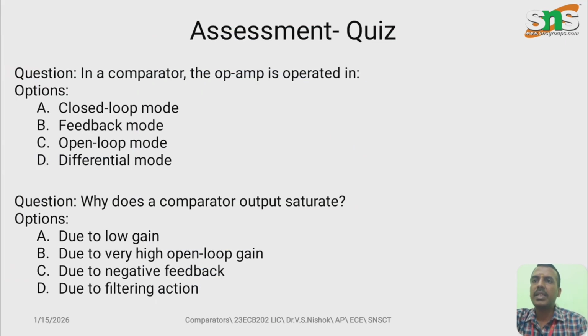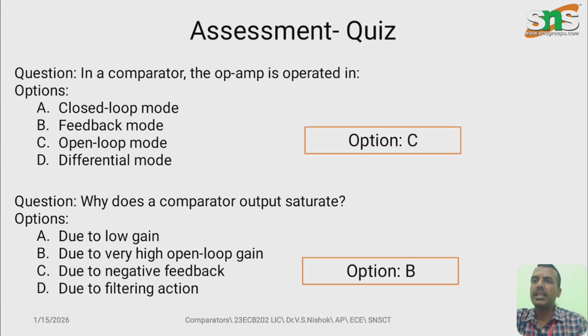So this is the time for assessment. In a comparator, the op amp is operated in open loop mode. That is called the no feedback mode. So that is the right answer.